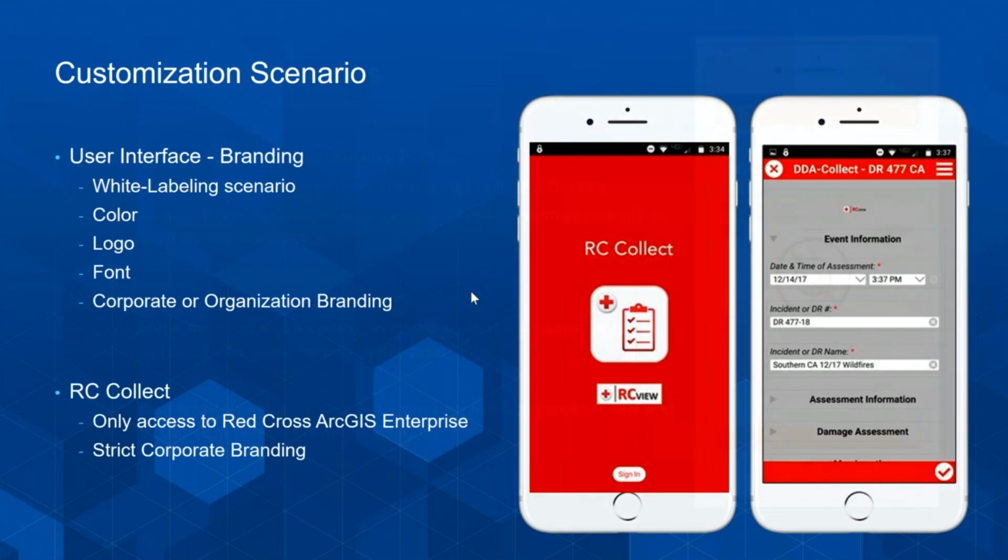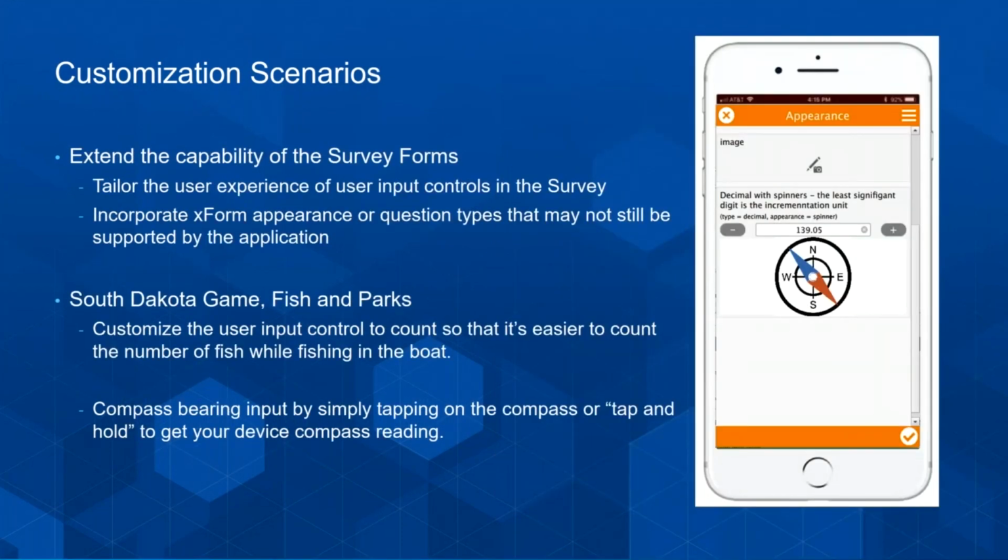Another customization scenario is to extend the capability of Survey123 and the user experience of the input controls. For example, South Dakota Game and Fish and Parks customized the user input of the spinner control, where they made the plus button to count fish bigger. So when they count fish, they don't have to do the counting manually, but can simply do the count directly in the app. And once they finish counting, they can just submit the app and have the result.